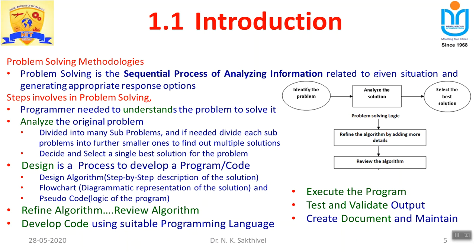That is 7 steps. These 7 steps will give you the best solution for any complicated problem. The first one, understand. Second, analyze. Third, design. Fourth, refine the algorithm and review the algorithm. Then develop the code. Then execute the code. Then test and validation, and finally documentation. So this is a small introduction about the problem solving methodologies.